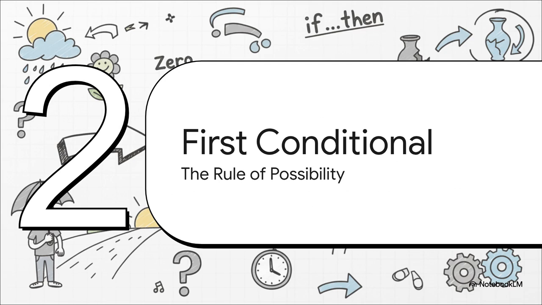Okay, time to adjust the dial on our machine. We're now shifting from those absolute certainties to real, very likely possibilities in the future. The first conditional is all about our plans, our predictions, promises, maybe even warnings. It's about what might actually happen.